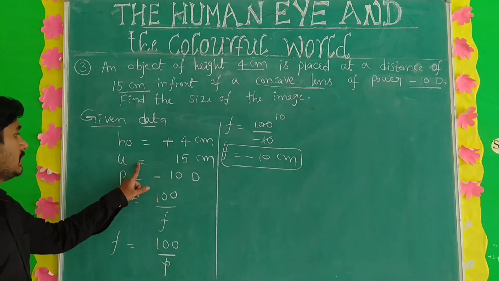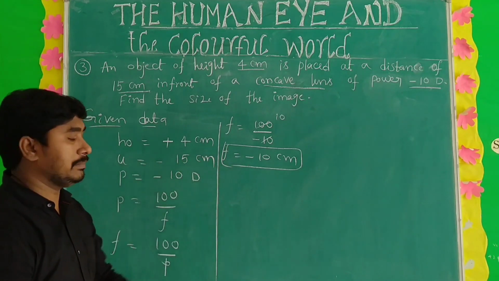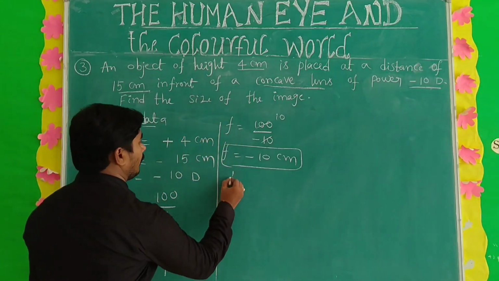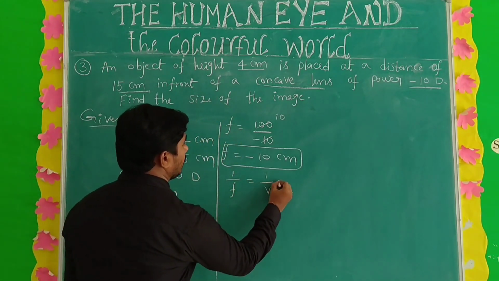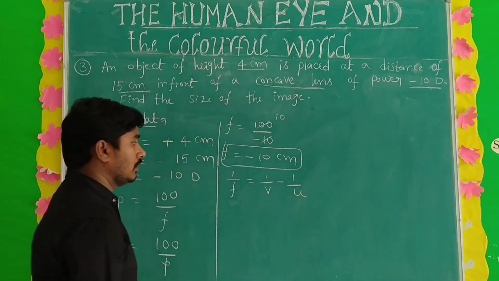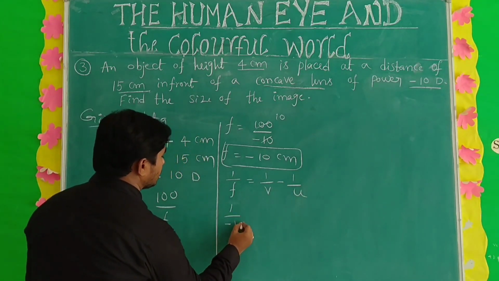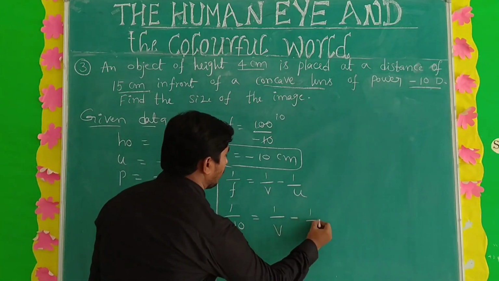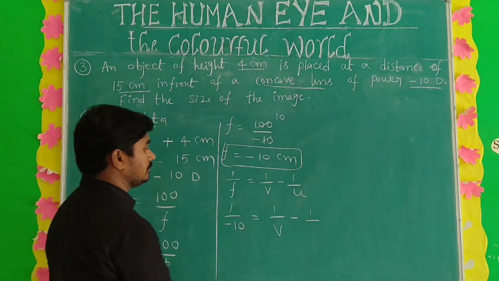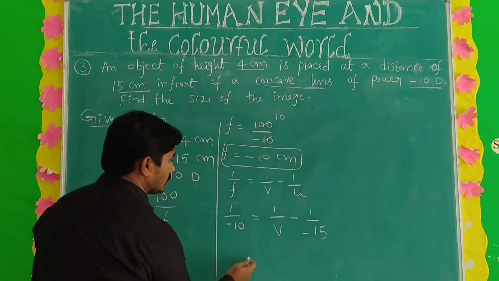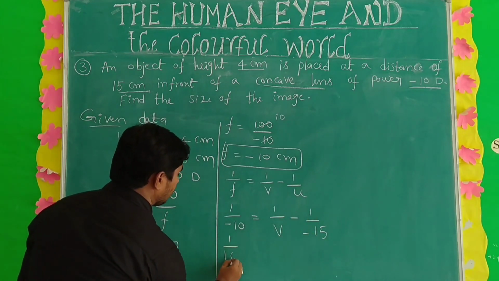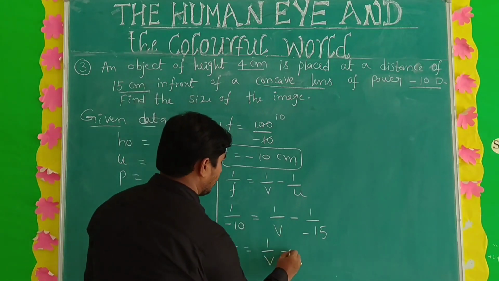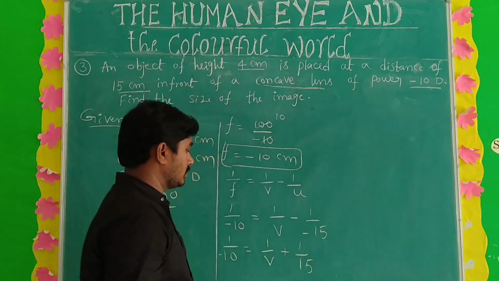So you now know the object distance and the focal length. Now find the image distance. How to find it? By using the lens formula. What is the lens formula? 1 by F is equal to 1 by V minus 1 by U. So 1 by F is 1 by minus 10, equal to 1 by V, which you want to find, minus 1 by U, where U is minus 15. So 1 by minus 10 is equal to 1 by V, minus into minus, plus 1 by 15. You want the 1 by V value.